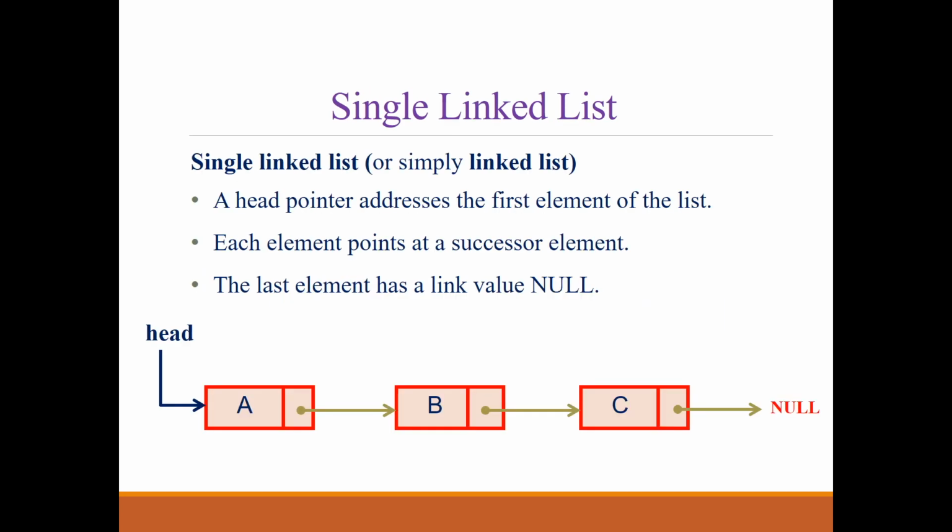So there are different types of linked list. A linked list can be a single linked list, a doubly linked list, or a circular linked list. We are going to deal with the single linked list. A single linked list, or simply a linked list, is a linear arrangement of nodes. There will be a header node that contains the address of the first node, each element points to a successive node, and the last element has a null value in the link part.